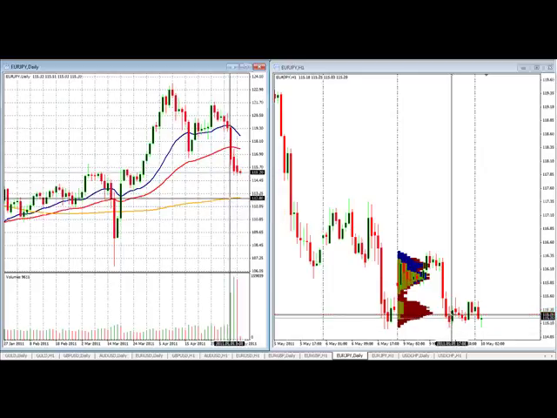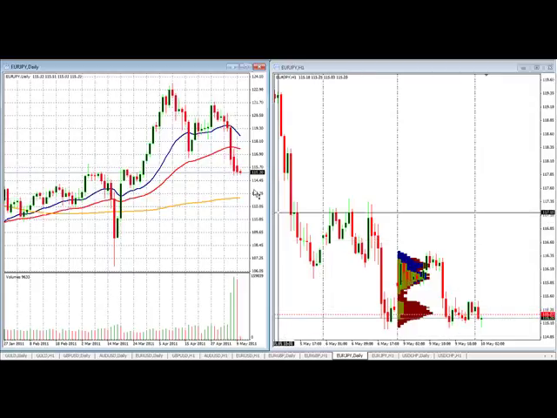And again, we can try to see if that volume support, our point of control, will hold up as resistance, allowing this trade to set up. So again, we're watching for a break below the two wicks.